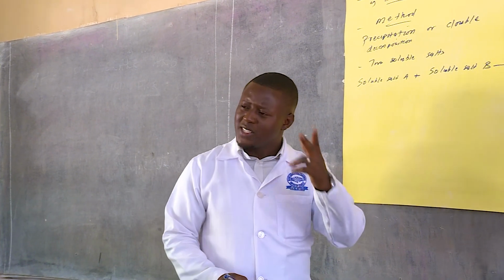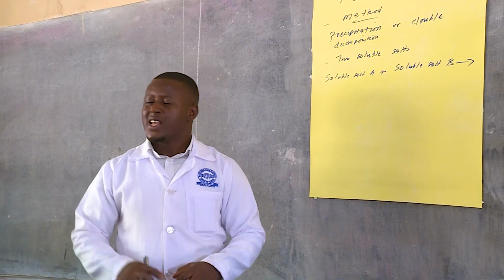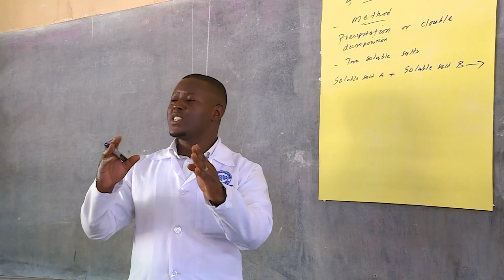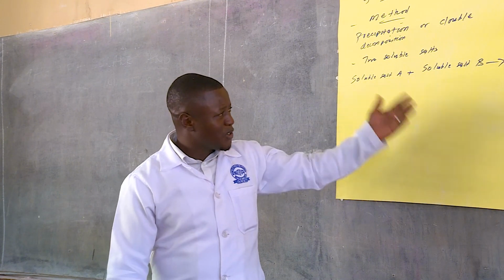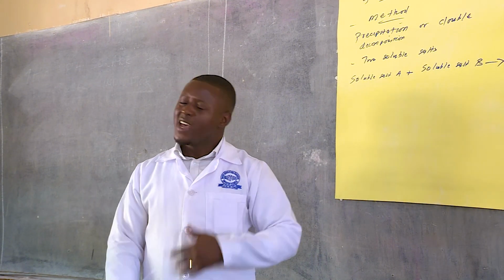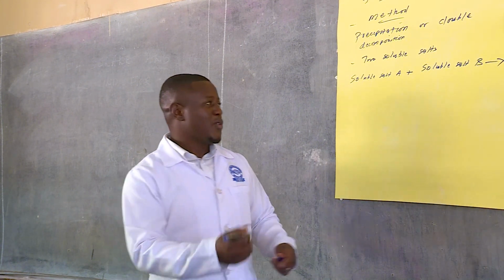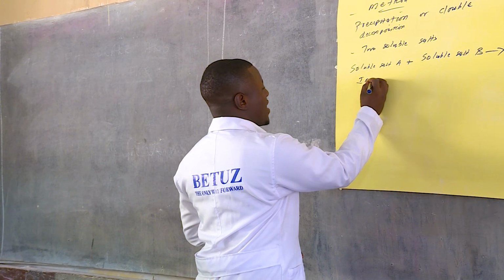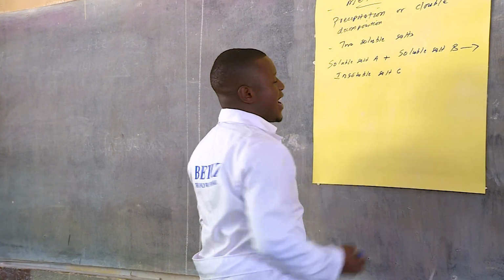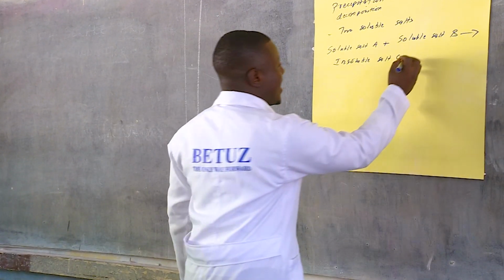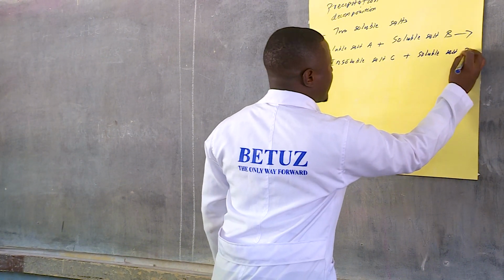Because our focus is on preparing the insoluble salts. So when you mix two soluble salts to get an insoluble salt and a soluble salt, you are decomposing two ions there. So two ions from the two soluble salts will exchange ions and form a new compound which we are interested in. In this case, we are forming an insoluble salt. Okay, so we can call this one insoluble salt C, and the other product will be soluble salt D.